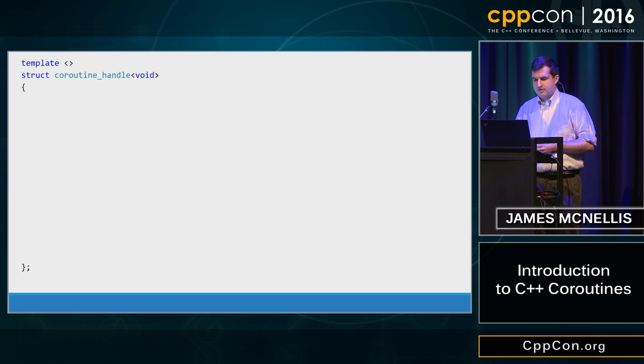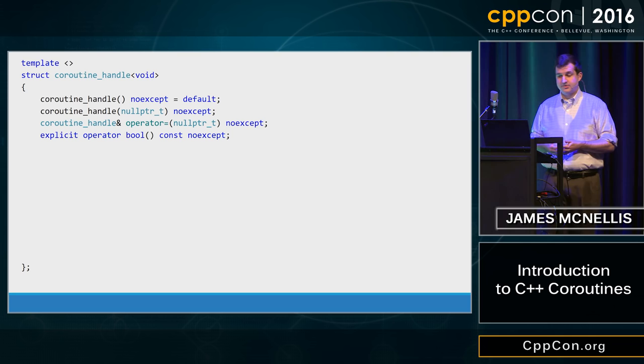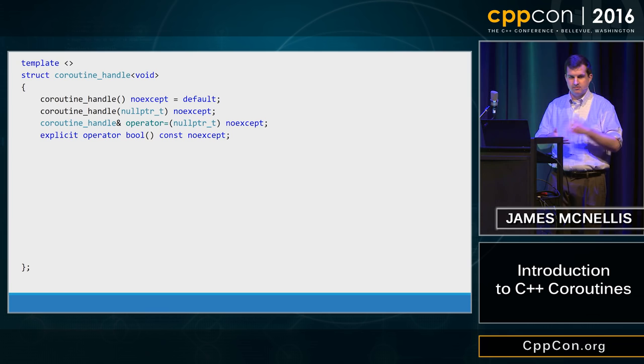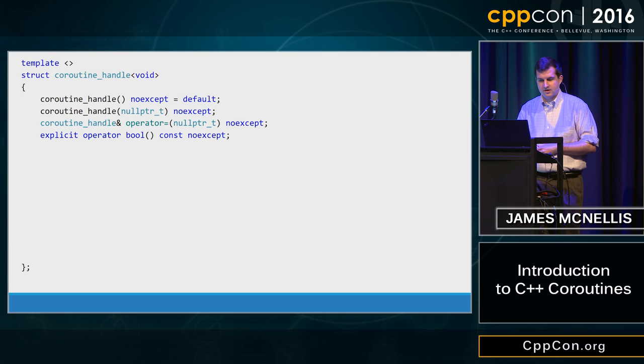So here's what the coroutine handle of void looks like. First, it's possible to have an empty coroutine handle that refers to no coroutine. And so the default constructor will give you one of those. You can construct it from a nullptr. You can assign a nullptr to a coroutine handle, and then it has an empty state. And then there's a conversion to bool that lets you test whether or not the coroutine handle is empty.